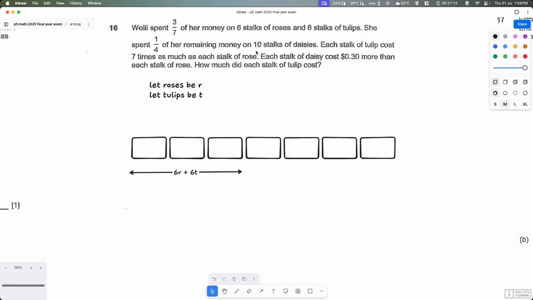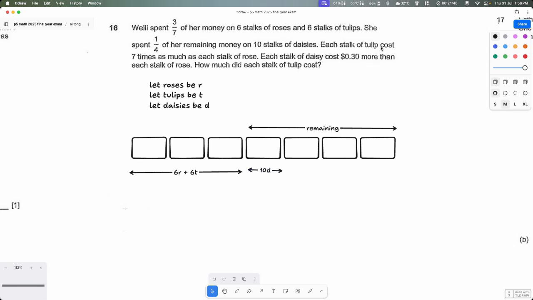Now the next one is she then spent 1/4 of her remaining. So this is the remaining, right? So 1/4 of the remaining money on 10 stalks of daisies. That means, let the daisies be D, so this will be 10D in this case over here.